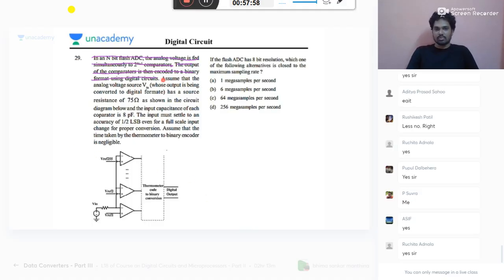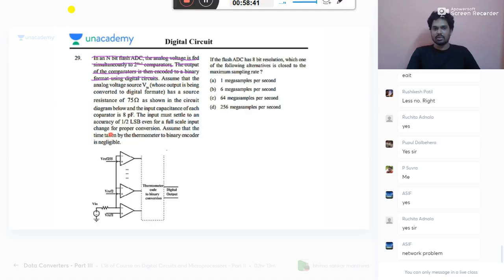Assume that the analog voltage Vin, whose output is to be converted into digital format, has a source resistance of 75. So input is having a resistance of 75. Good. As shown in the circuit below, the input capacitance of each comparator is 8.8 picofarad. That is also good. The input must settle to an accuracy of half LSB even for full scale input change. So here he has given that the input should settle to within plus or minus half LSB. Even for a full scale change means even if your input changes from all zeros to all ones.